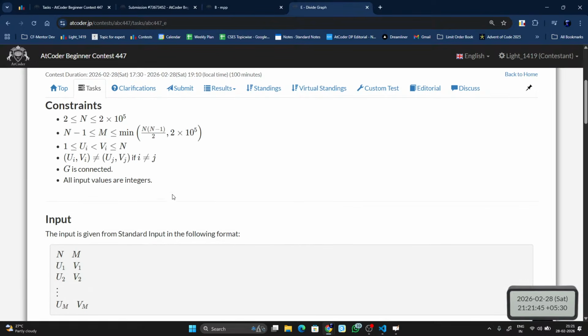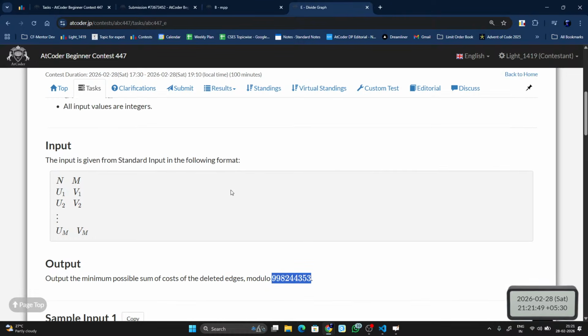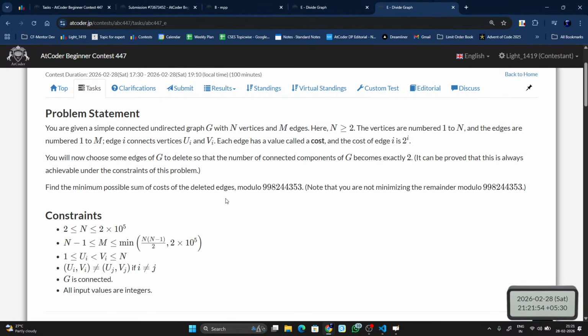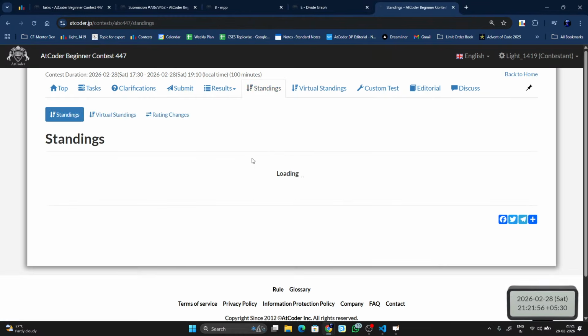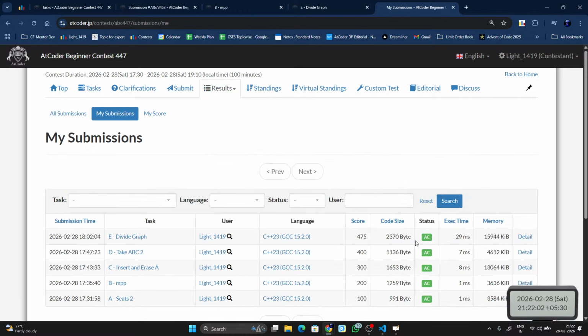So we are using a different modulo over here. The modulo is 9982445353. Make sure to include that in your answer, else your answer will overflow and you will get a wrong answer on hidden test cases. So let me just show how to take the modulo once.